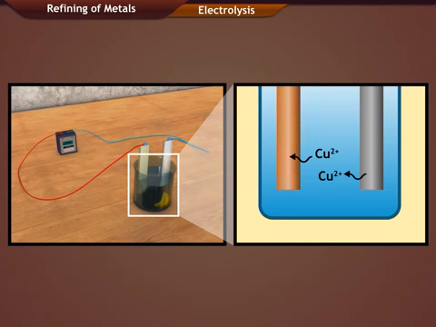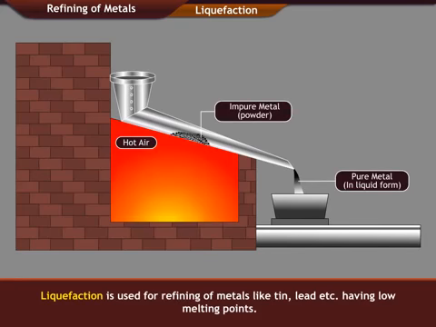The soluble impurity goes into the solution, whereas the insoluble impurities settle down at the bottom of the anode and is known as the anode mud. This method is used for refining of metals like tin, lead, etc., having low melting points.